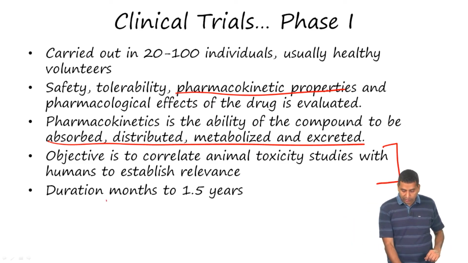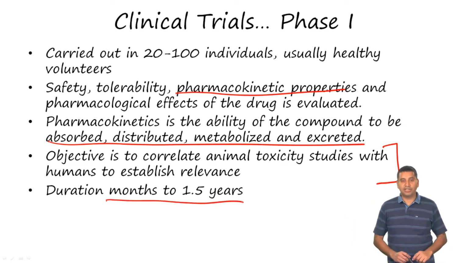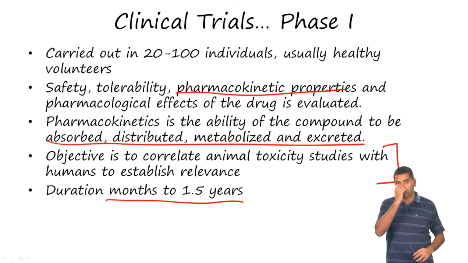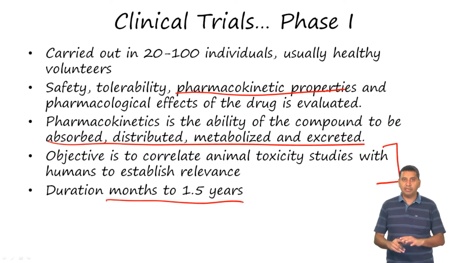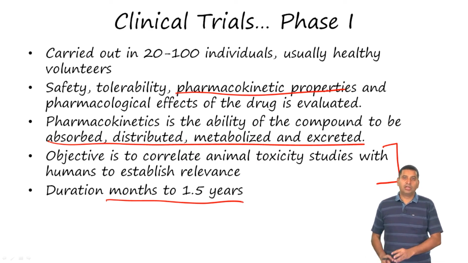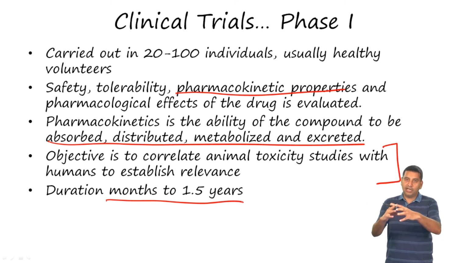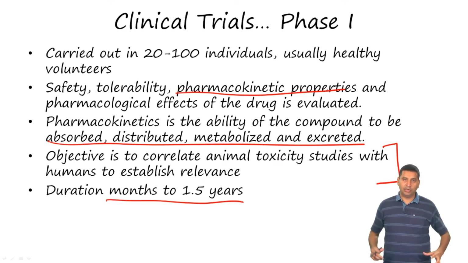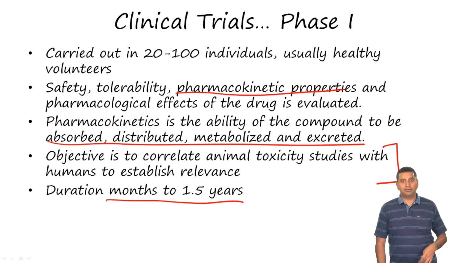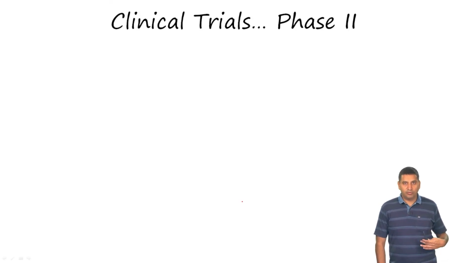The duration of this study is typically a few months to a year and a half, and keep in mind the objective of this is not to find out whether the drug is efficacious or not. The objective of phase 1 is just to see whether the compound is safe, whether it is tolerated well, and how it distributes across a few individuals. Once we get reasonably promising data in phase 1, we move into phase 2.